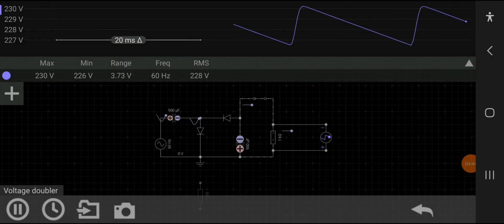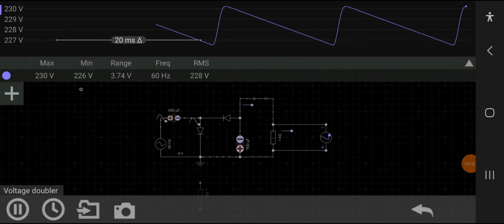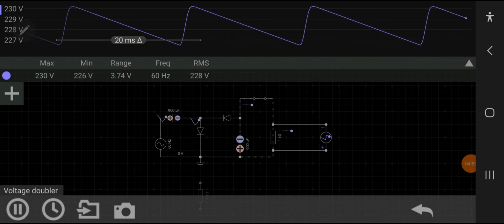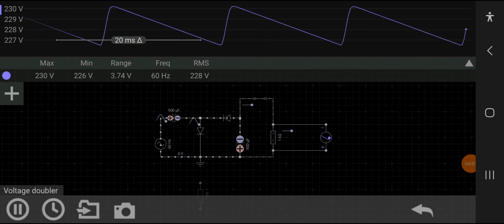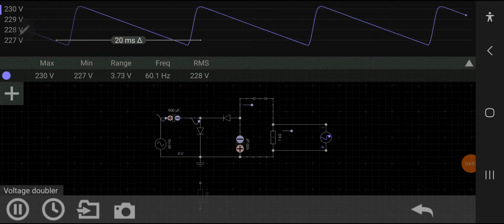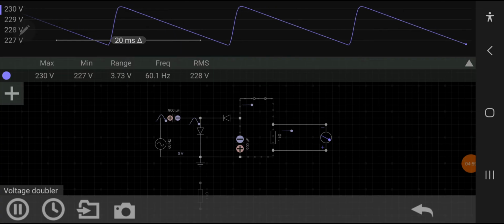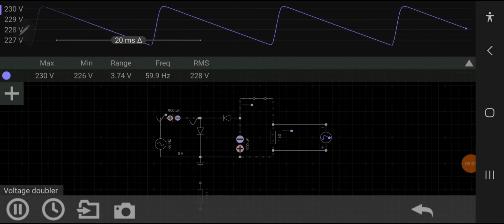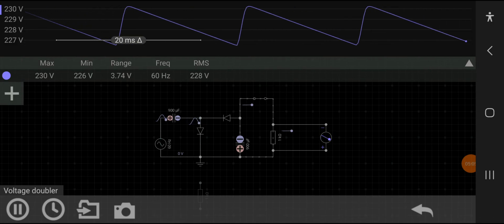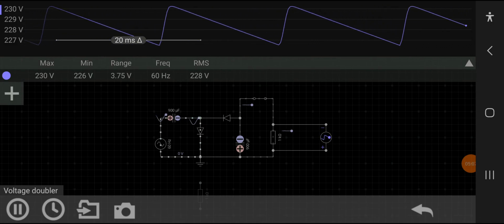So this is the output voltage of this circuit, with a peak value of 230. So this is a half wave rectified voltage doubler circuit.